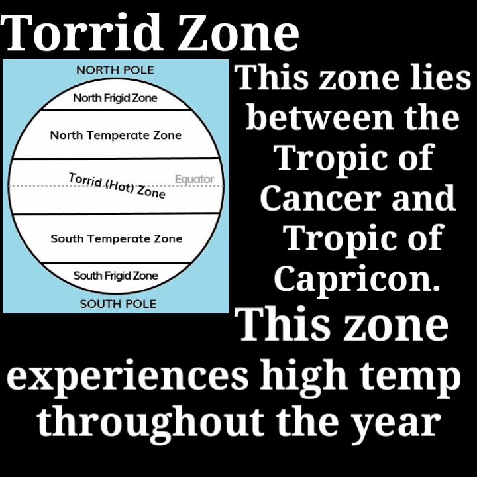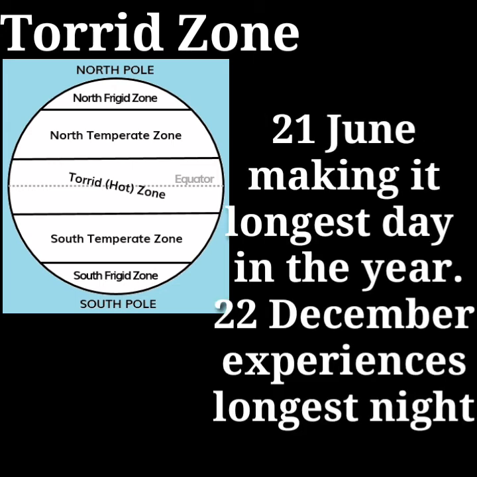Most of India lies in this zone. The sun rays fall vertically on the Tropic of Cancer on 21st June, making it the longest day in the year. Similarly, 22nd December experiences the longest night.